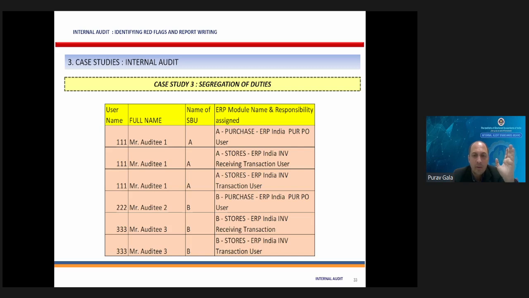There is one finding by Ayushi ma'am. Username 111 has all the rights, therefore check and balance authorization is missing. This is precisely what I said. And Joshi ma'am continues her earlier query: auditee 1 has conflict of rights to create PO as well as inventory management.